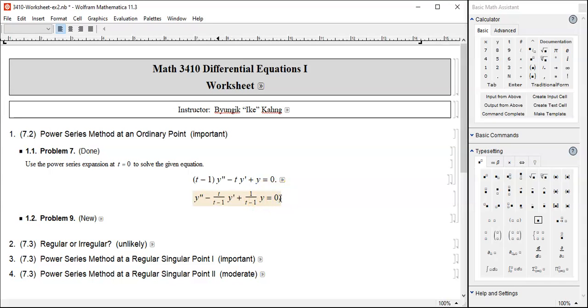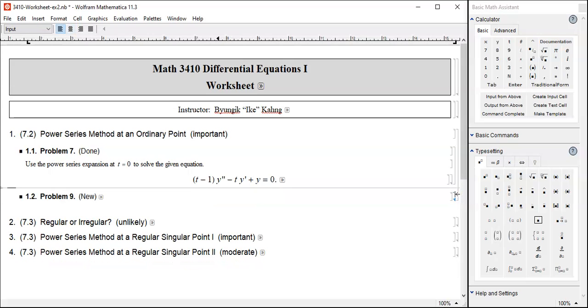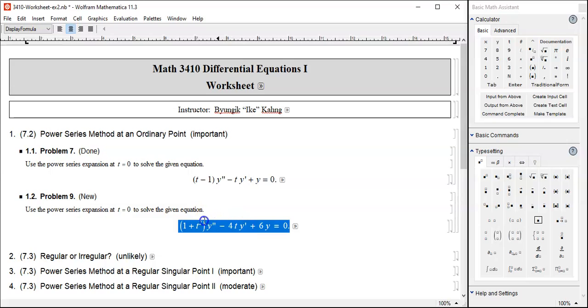Now let's take a look at each coefficient function. t over t minus 1, 1 over t minus 1. They are both analytic at t equals 0. Yes, the denominator hits 0, but it hits 0 at t equals 1, not 0. So at t equals 0, this is okay. It's analytic. Differentiable infinitely many times, and it has a Taylor series expansion, and we have an appropriate interval of convergence. All good. But we already did this problem, so let's move on to the next topic here in this worksheet.